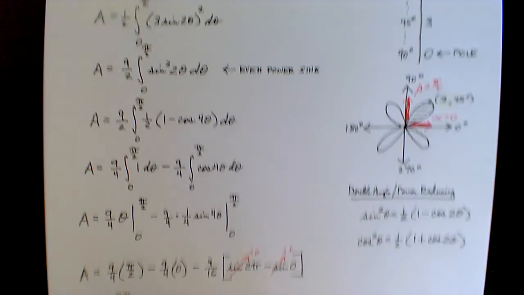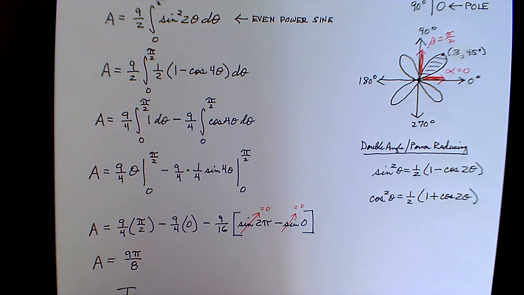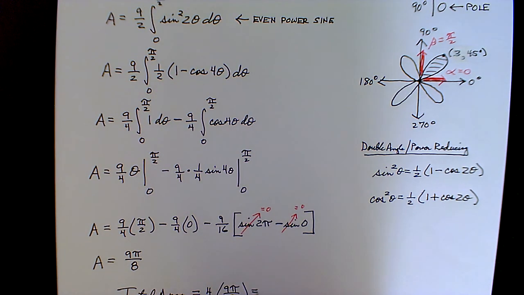So recall that's the area of just that one petal, or the total area. It's going to be 4 times that. So 9 pi over 2.